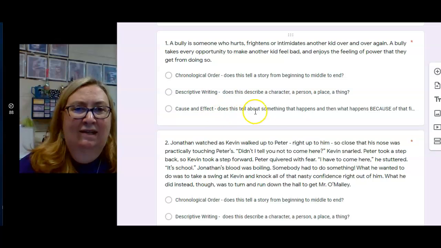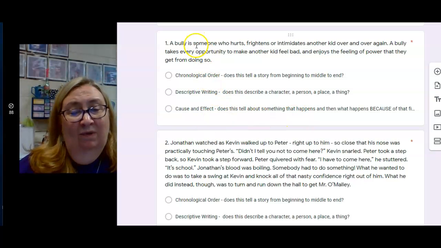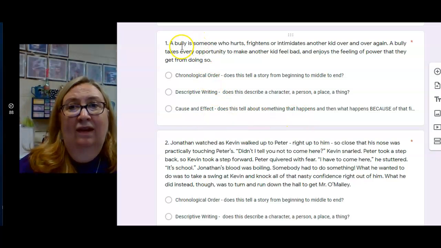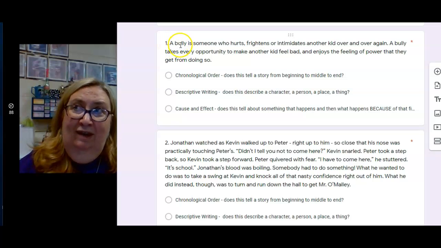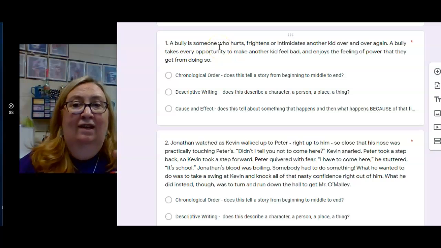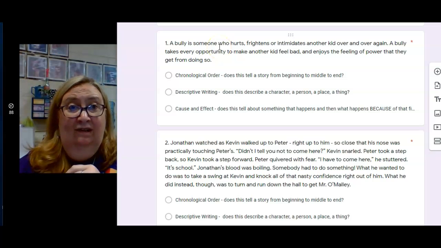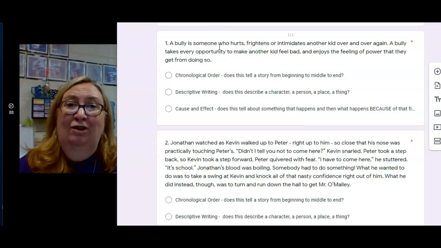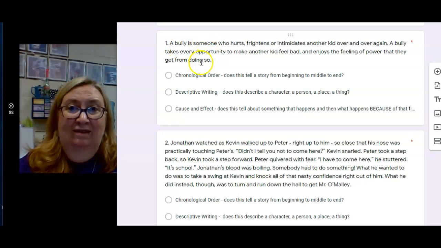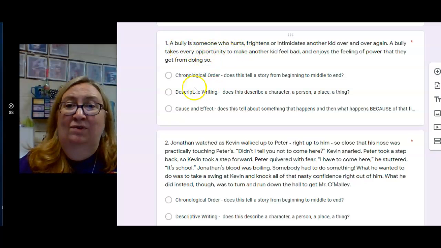Cause and effect. Does this tell about something that happens and then what happens because of that act? Well, if this were cause and effect, it might say, this is the bullying act that the bully did. This is what the victim did because of that bullying. And we would see the effect of that bullying. Here, I'm just learning about what a bully does or who a bully is. So this is definitely descriptive writing. It just describes a person.